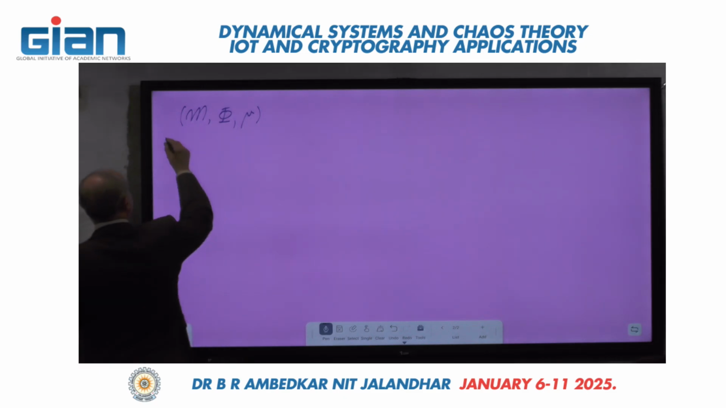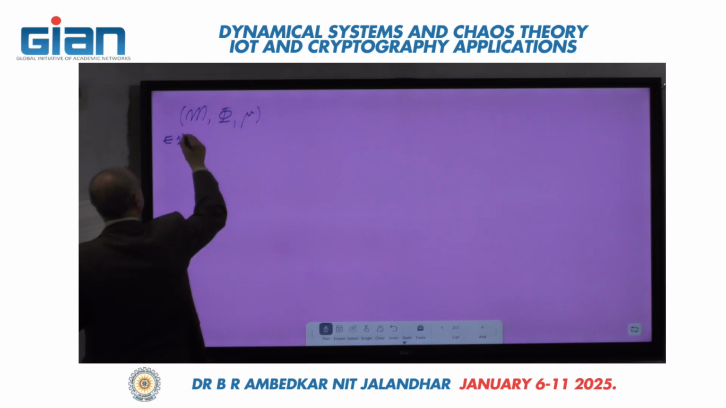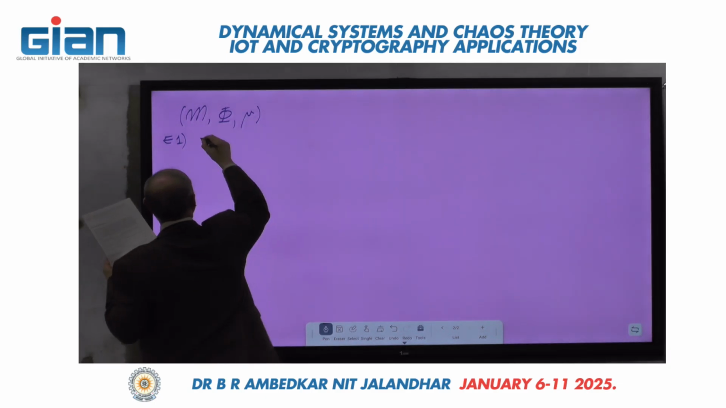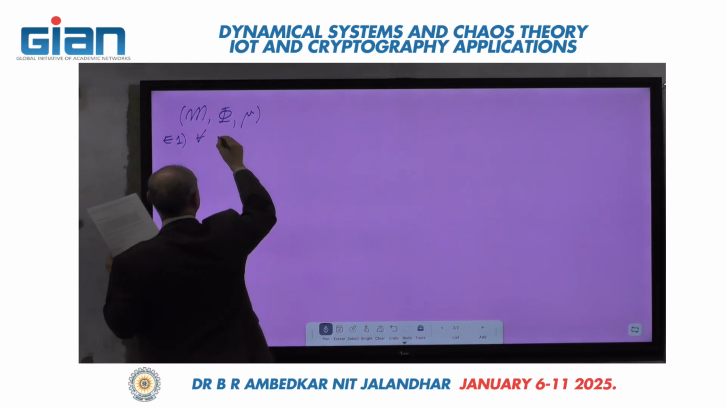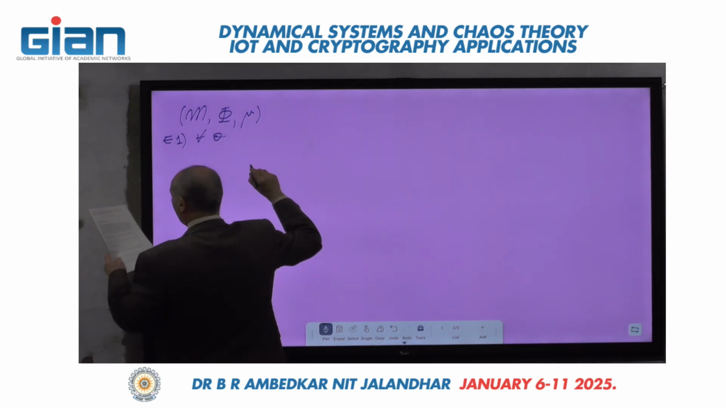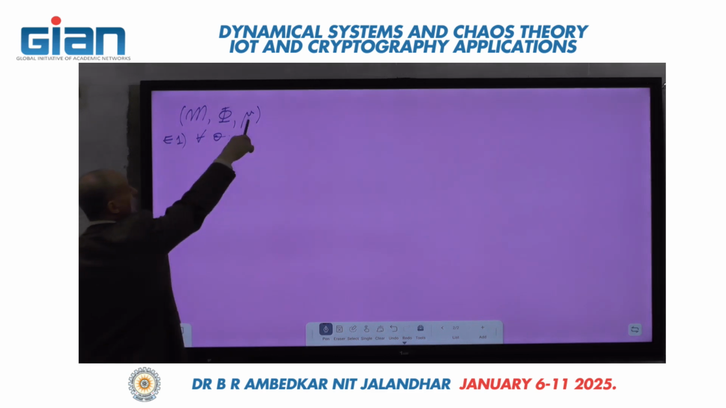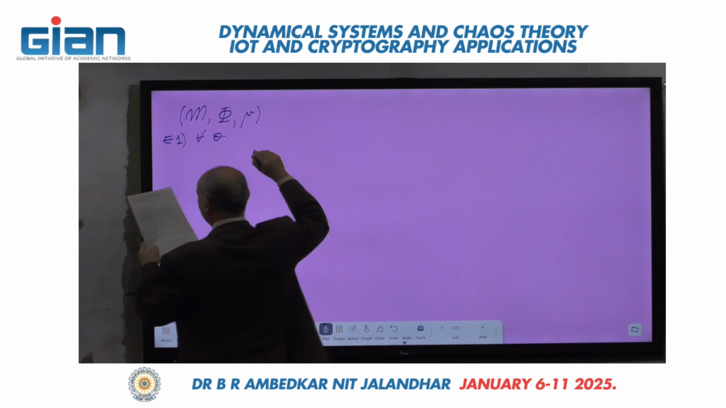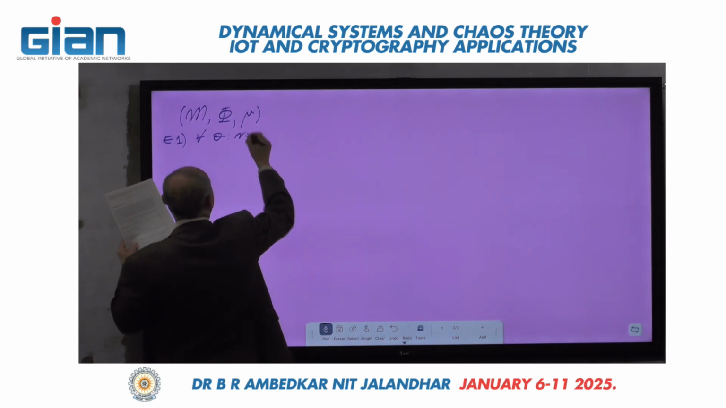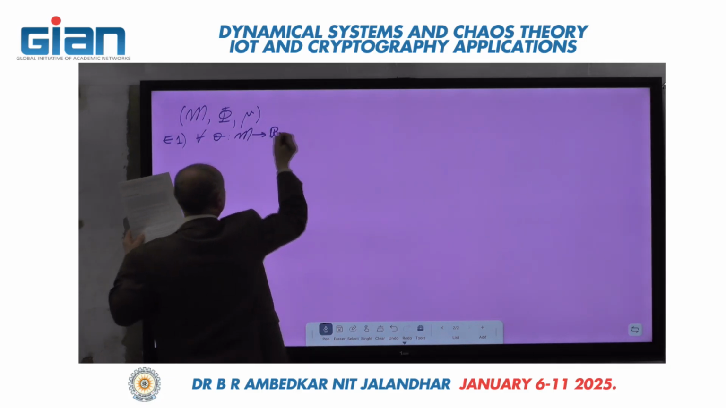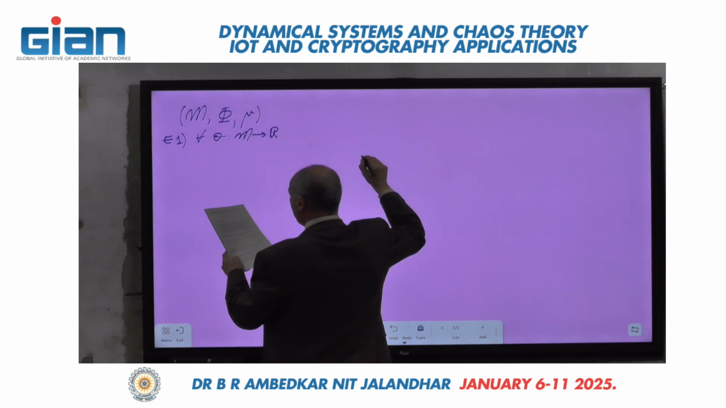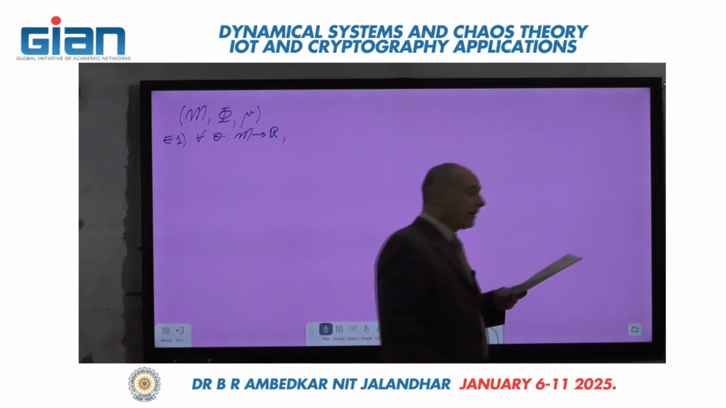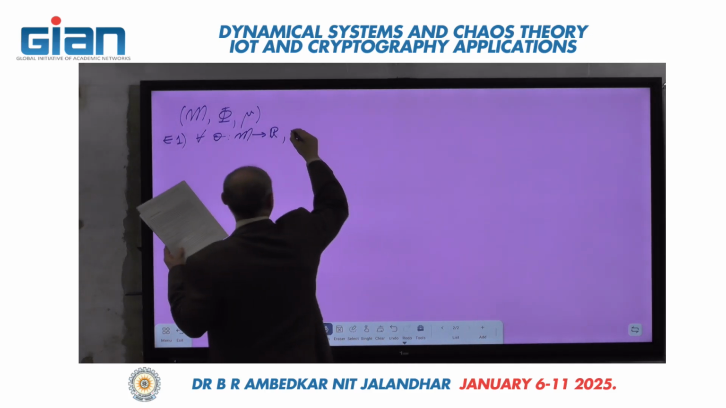So the first property, we call it E1. And it says this: for every integrable function O, integrable with respect to that measure, for every integrable function O from M to R, you have that time averages and phase space averages are the same.